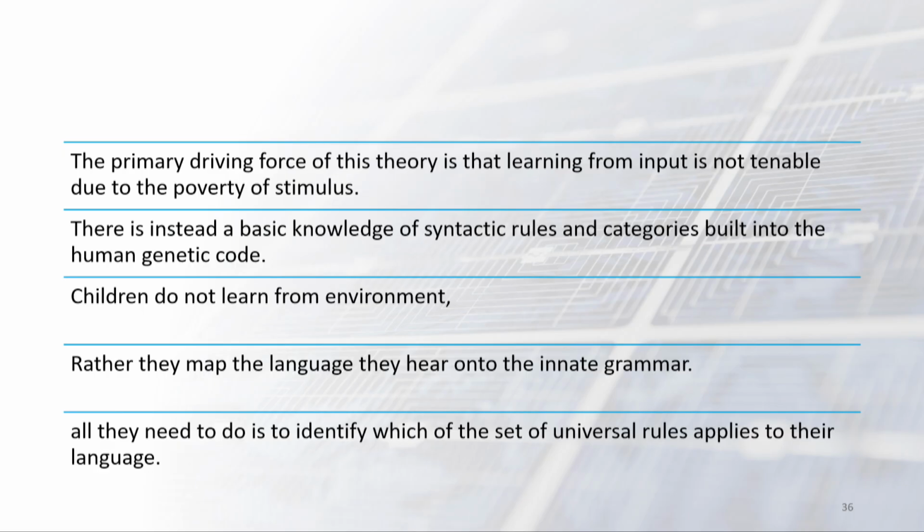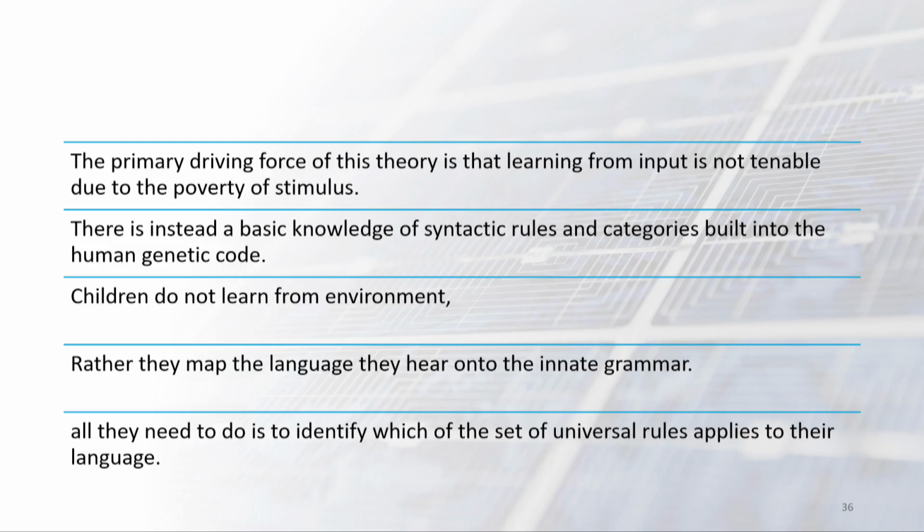The primary driving force of this theory is that learning from input is not tenable, simply because input is not adequate. It is not enough for children to get the relevant information out of that input and then create their own sentences or understand the sentences. Either way, both for production and comprehension, adequate input is never there. Hence, it is not possible. So, what do we do then?